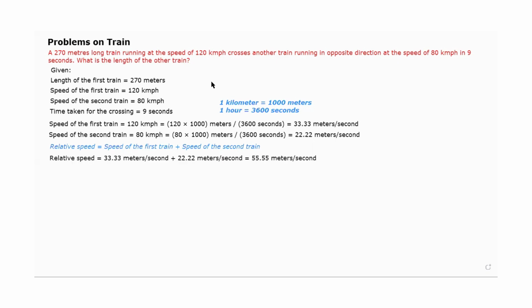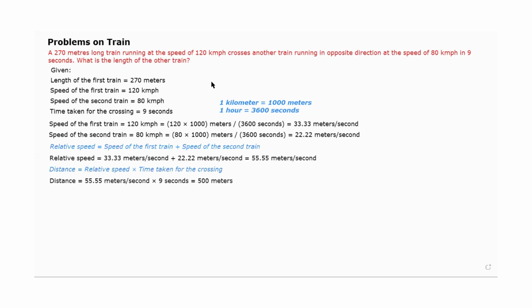Relative speed equals 33.33 meters per second plus 22.22 meters per second equals 55.55 meters per second, approximately. We are given that the time taken for the crossing is 9 seconds. Now, we can use the formula: distance equals relative speed times time taken for the crossing. Distance equals 55.55 meters per second times 9 seconds equals 500 meters, approximately.